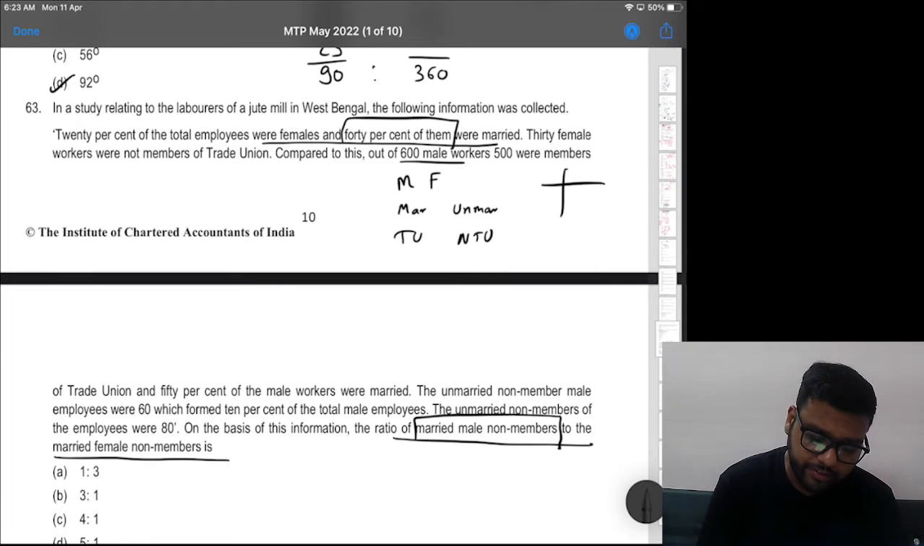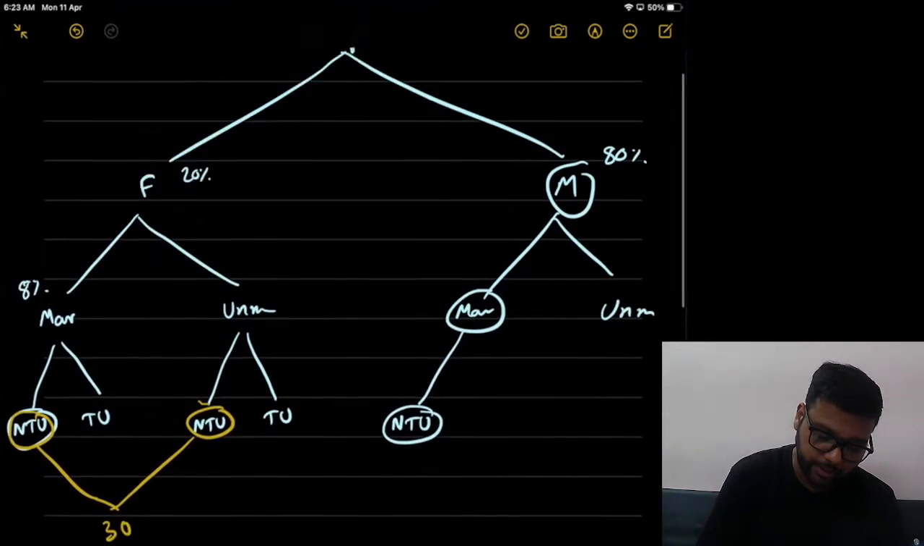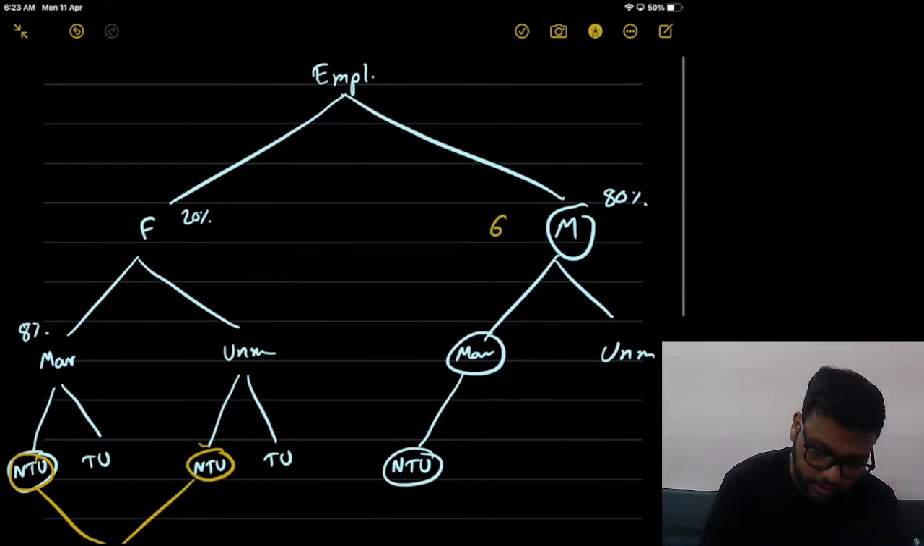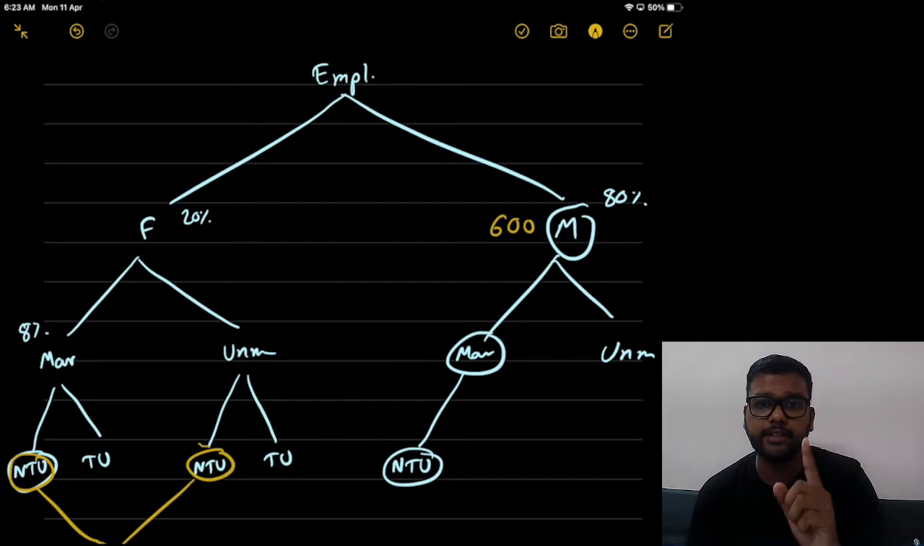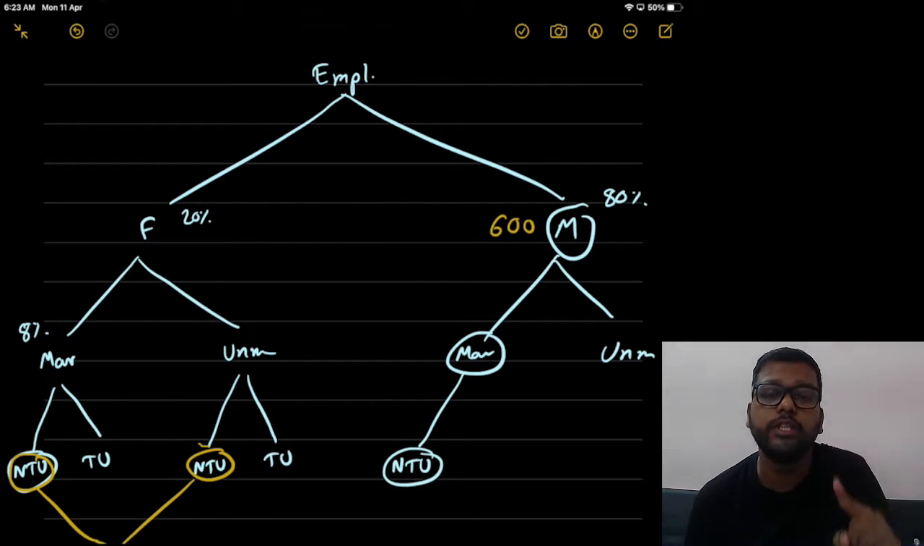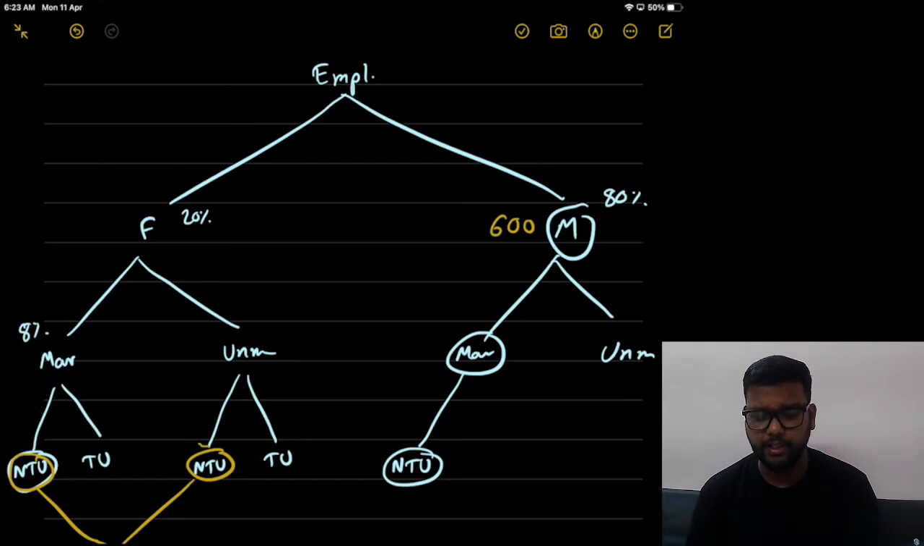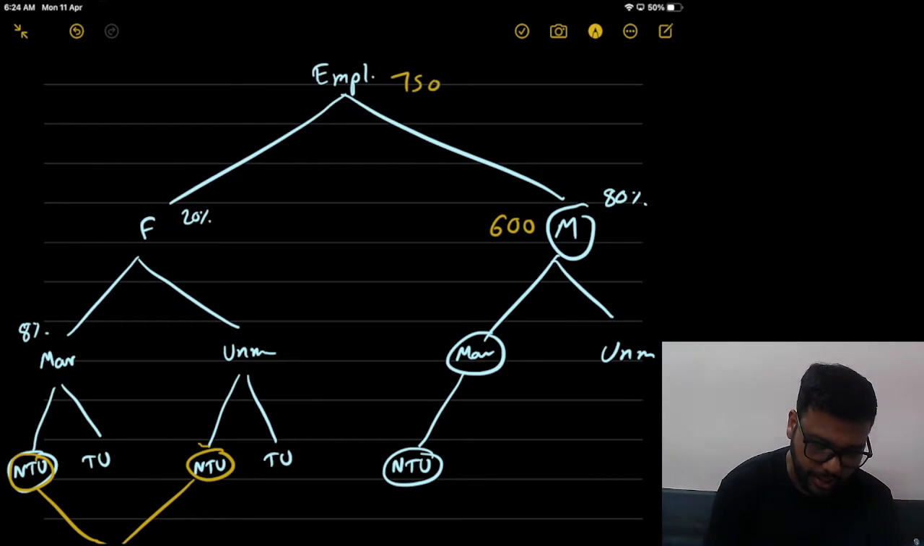Out of 600 male workers, that means male workers are 600. Now understand, if male workers are 600, 600 is 80%. So how much is 20%? You can calculate. 600 is 80%. That means 600 by 80% is 750. 750 is total, and 750 into 20% is 150.